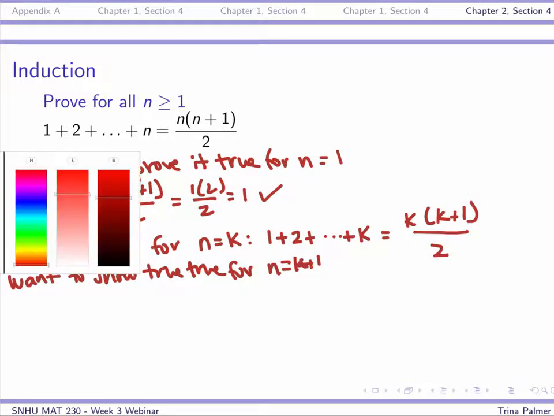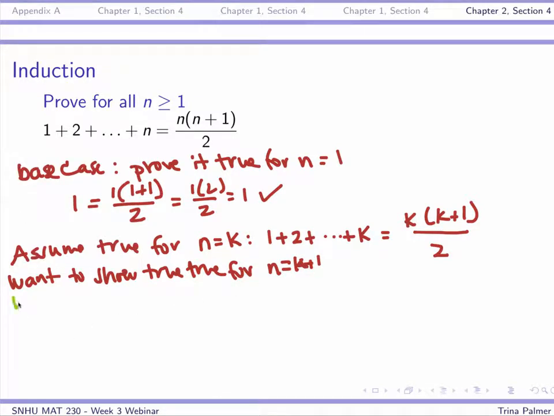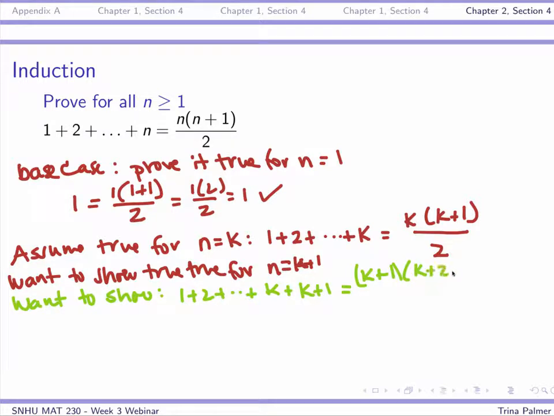I'm going to write out more of what that means in this example. We want to show that 1 plus 2 plus all the way up to k plus 1, so plus k plus 1. Then I'm going to plug in k plus 1 on the other side, so I get k plus 1 times k plus 1 plus 1, which is k plus 2, over 2. This is what I'm trying to show is true.